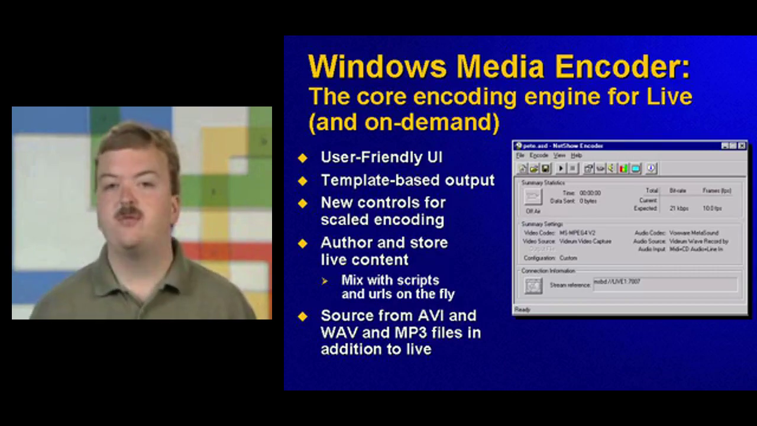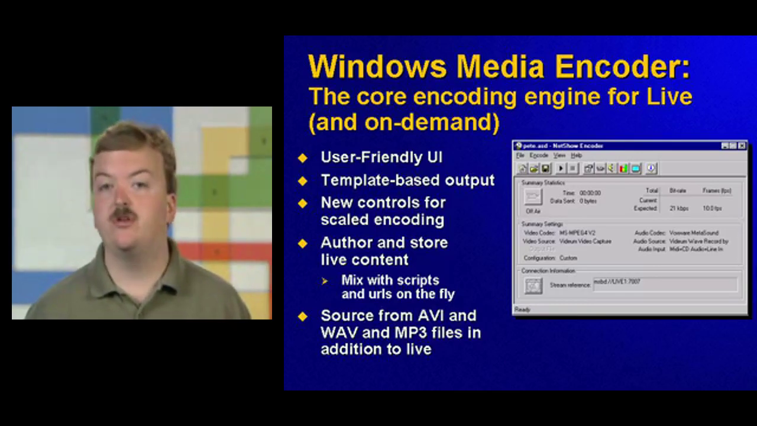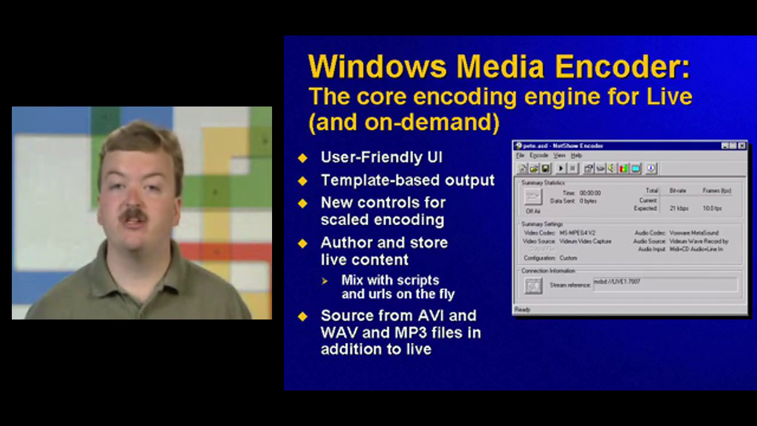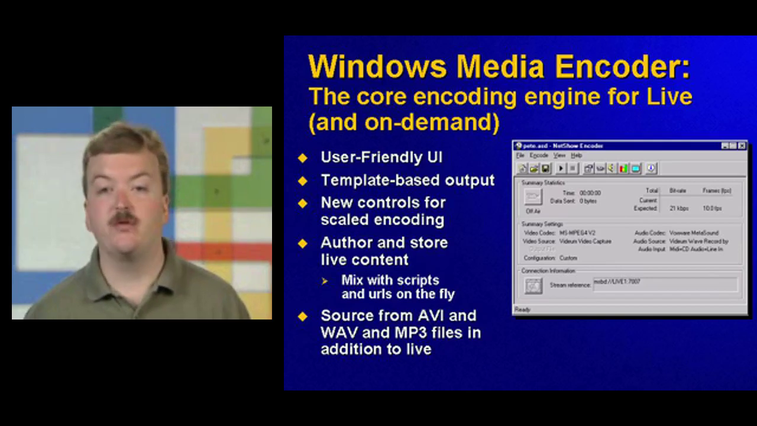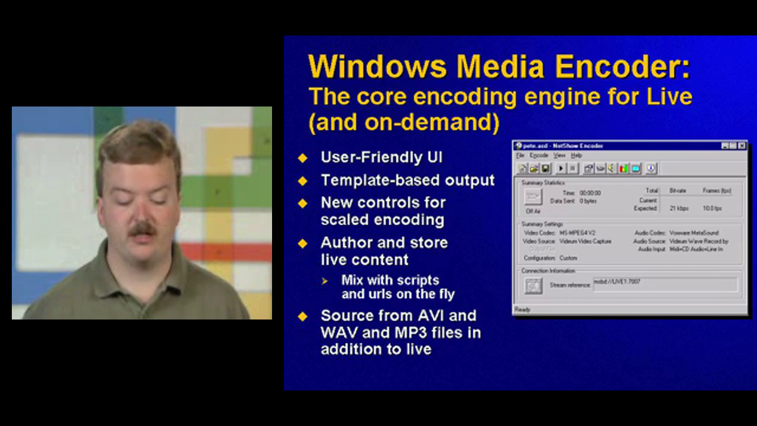Now, the Windows Media Encoder is probably the core engine for encoding live content. If you wish to do a live broadcast across a network, you will run the Windows Media Encoder to capture your audio-video data, to compress it in real time, and to stream it out to the network, probably up to a server and then from the server to additional users via unicast or multicast.